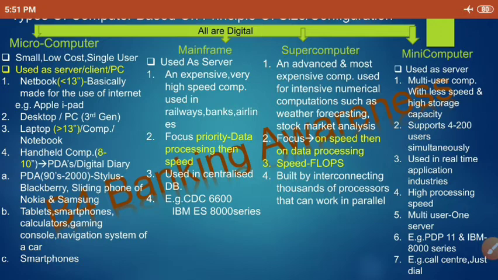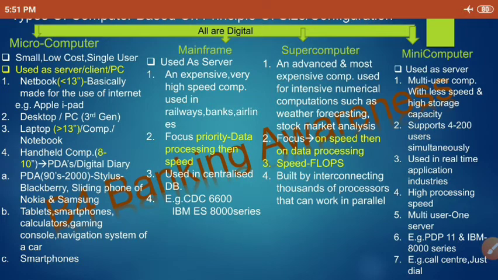The next type is desktop or PC. These are the third generation computers. Then next type is laptop. These are greater than 13-inch computers, and a laptop is also called a notebook. Next type is handheld computer. Their size varies from 8 inches to 10 inches.